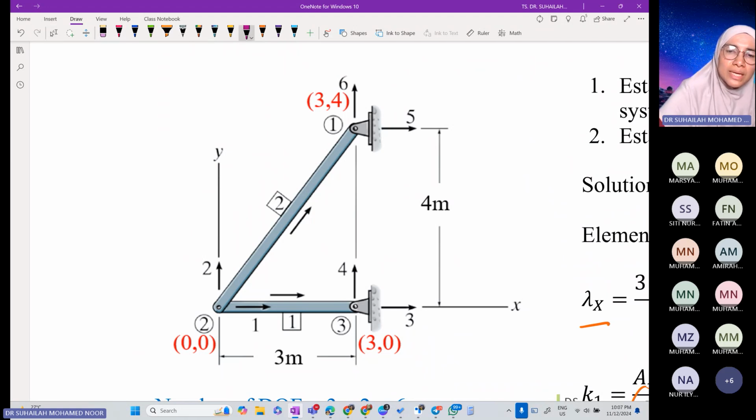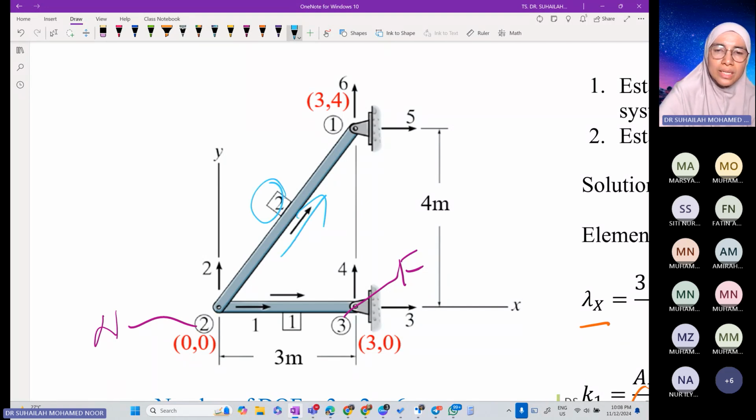So here we have element number 1. We put the arrow towards the right direction. So 3 will be the far end and 2 will be the near end from the arrow. Same as element number 2. For element number 2 we put the arrow in this direction, meaning moving towards the far end. 1 will be the far end.